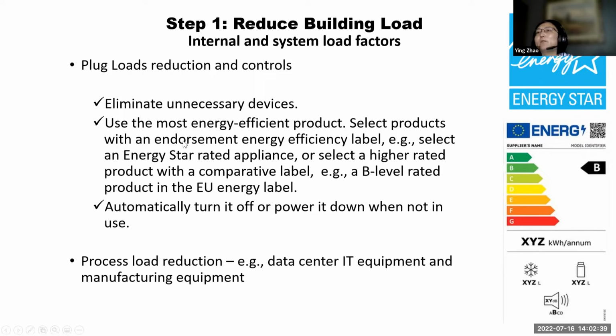We can select products with an endorsement type of label, for example, the Energy Star rated appliance. Or select higher rated products with a comparative label, for example, like in this picture, the B level rated products in the EU energy label. So these labels typically have two types.